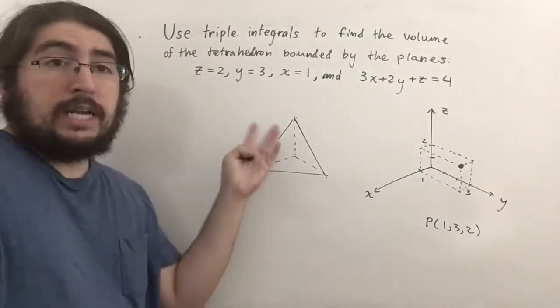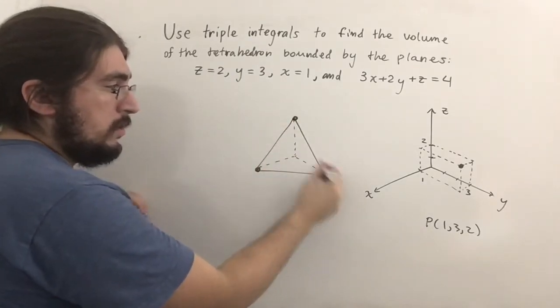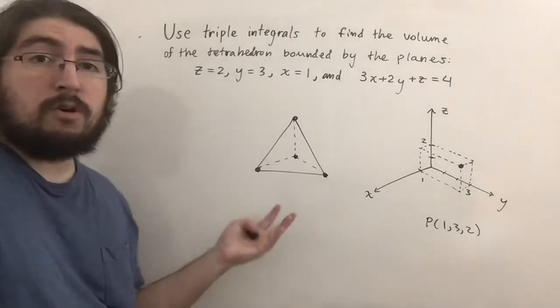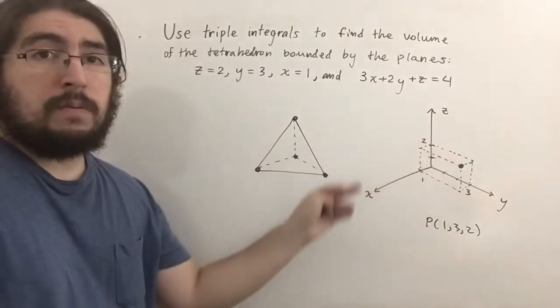Now, for any tetrahedron, you can tell it has how many vertices, how many corners. Well, there's 3 here and then that one back. So there's actually 4 corners, or 4 vertices. In other words, there's 4 points. This point will be one of them.